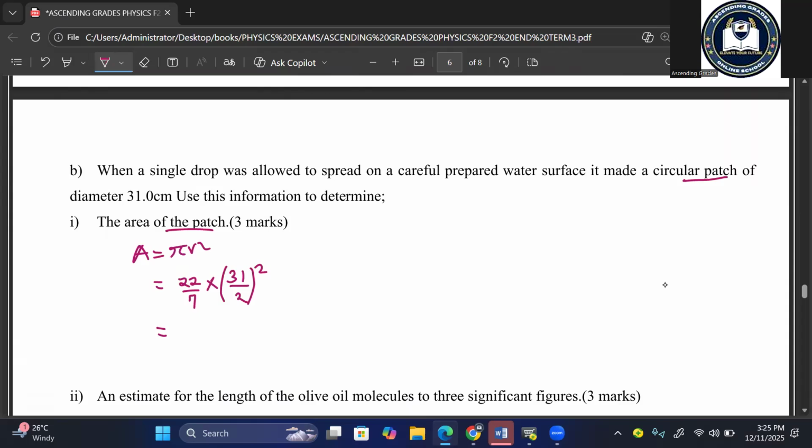From the computing, you get something that is 755.07 square centimeters.